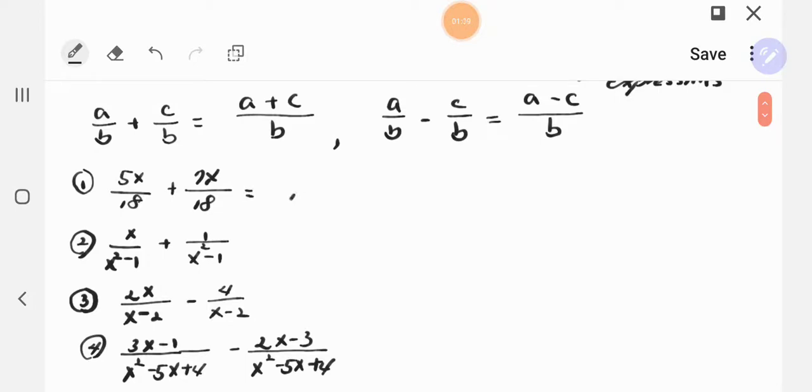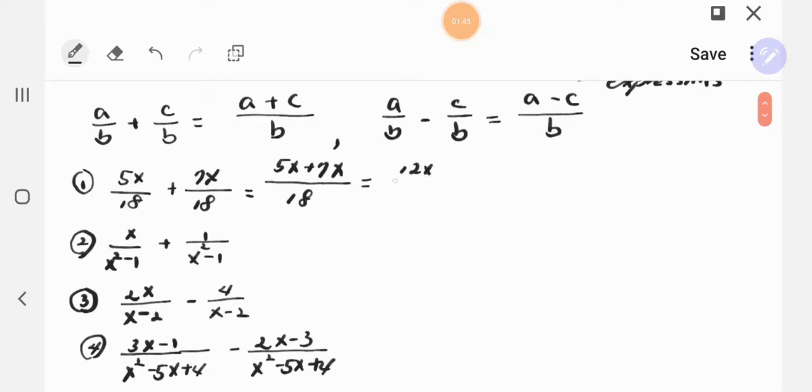So we put the numerators together: 5x plus 7x. Once we have one fraction, we have to simplify. Simplify means we factor the numerator and the denominator, and if there are common factors, we cancel them out. Here, 5x plus 7x, combine the like terms.